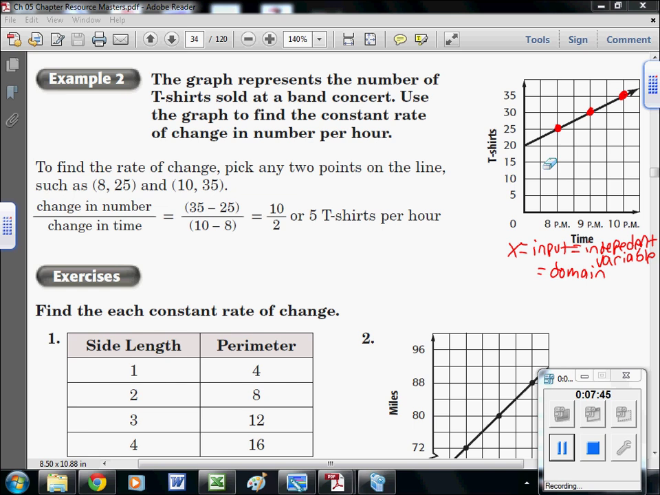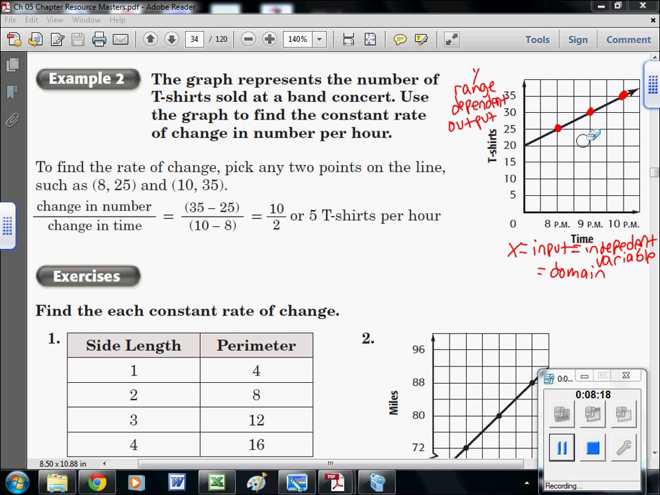Whereas the y, or the vertical, the y variable is your range, which we don't really need right now, but is your dependent variable, meaning the one that you do not choose. It does not have freedom. It depends on what x is. And it's also your output. So if you know which axis is which, think about what we just said in the previous example. A constant rate of change is how much the output goes up or down per how much the input goes up.